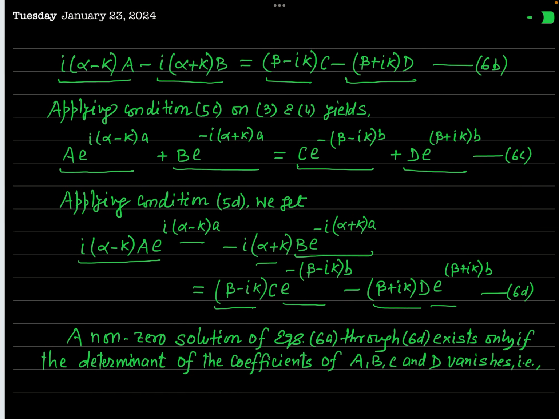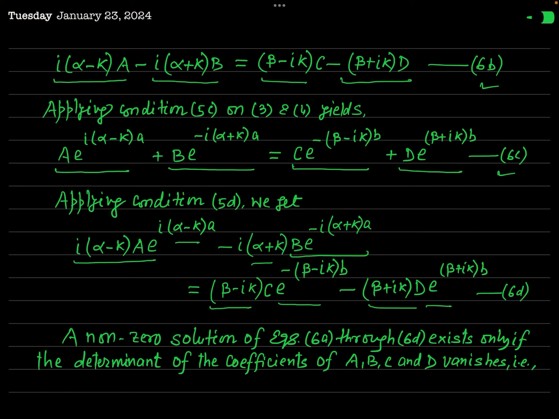So in this way, applying the four boundary conditions, we now get four equations, see here, equations 6a, 6b, 6c and 6d. Actually all these are simultaneous equations, and you know from the theory of determinants that these equations will have a non-zero, non-vanishing solution, or you can say that A, B, C, D will be non-zero only when the determinant of the coefficients of A, B, C, D will vanish, will be zero.